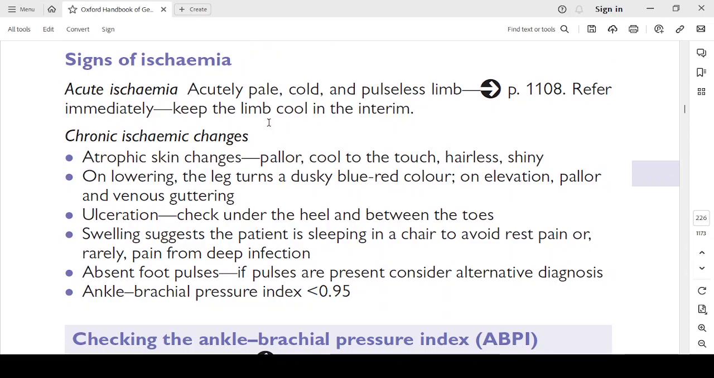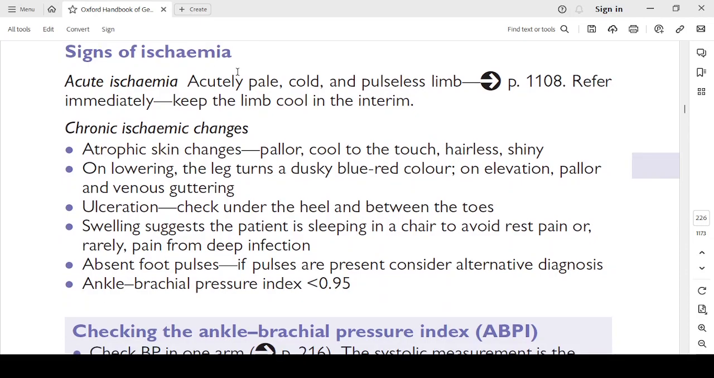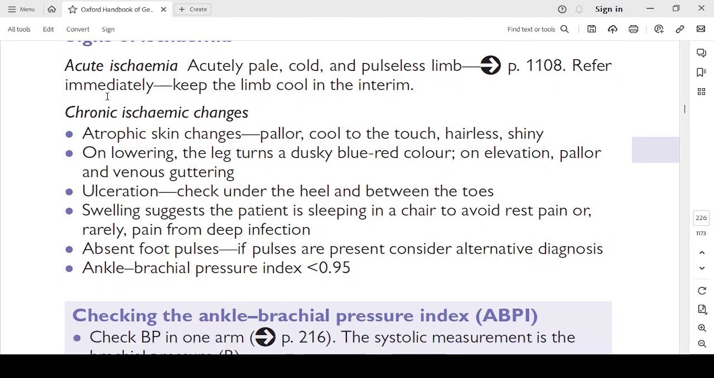Signs of ischemia. Acute ischemia: acutely pale, cold, pulseless limb. Refer immediately. Keep the limb cool in the interim.